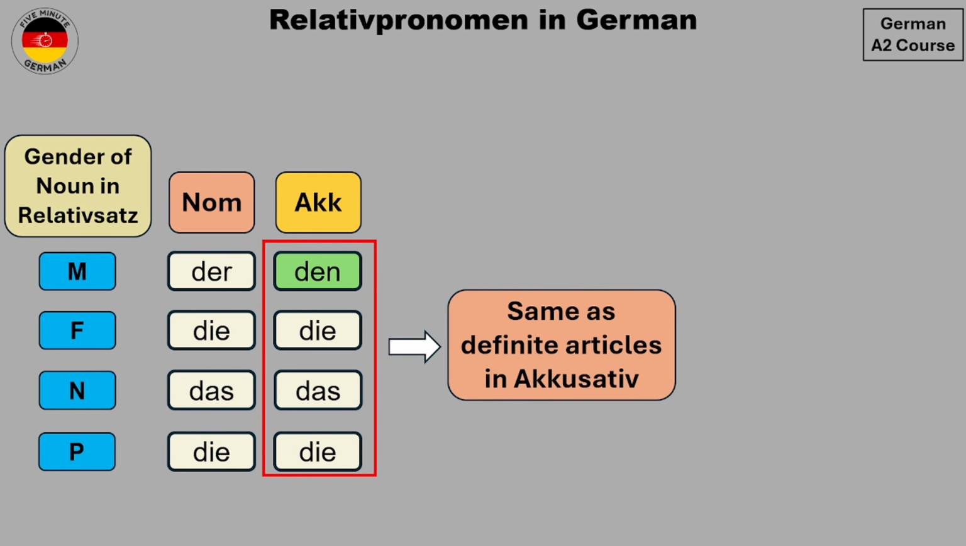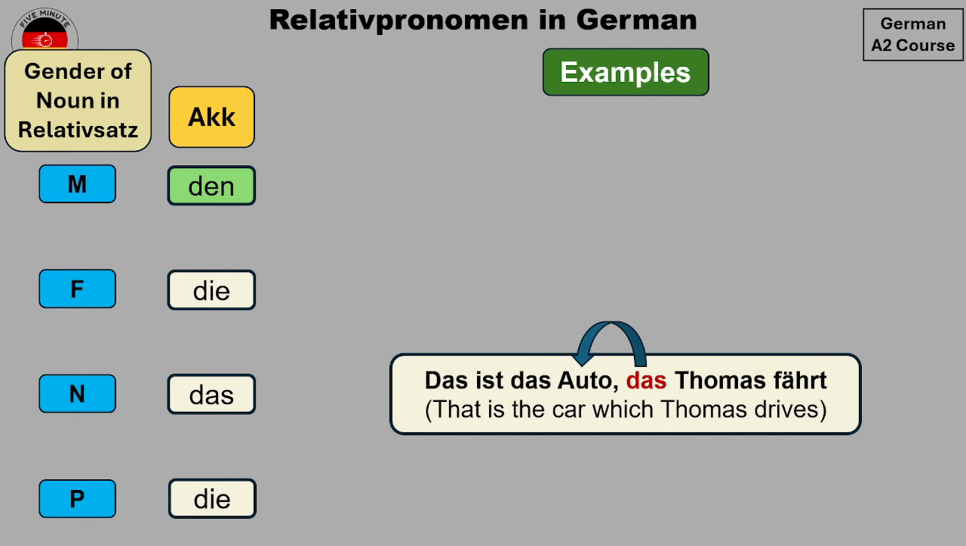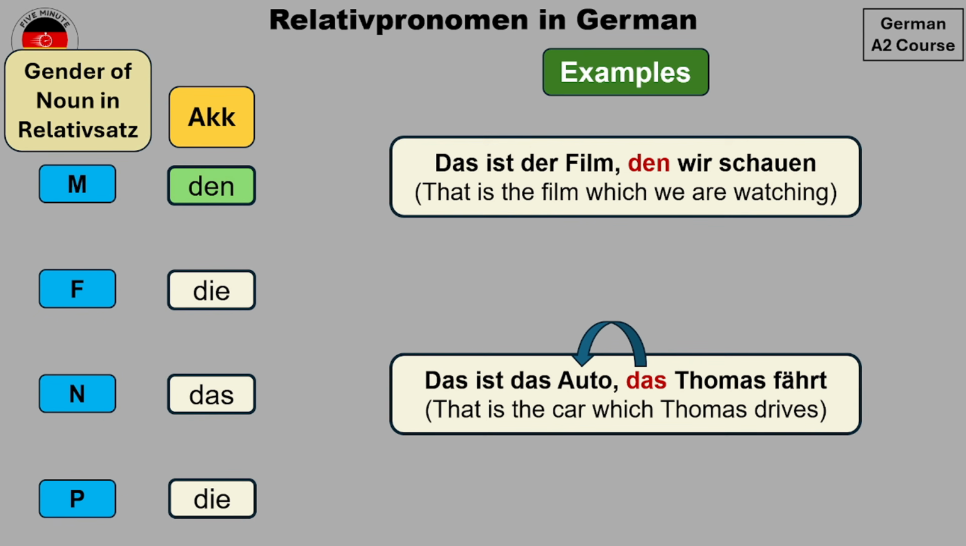Now let's take a look at some examples with relative pronouns in Akkusativ. Let's take an example for the masculine case. So an example can be, Das ist der Film, den wir schauen. That is the film which we are watching. Now you see over here we have used the relative pronoun den because it is referring to the film, which is a masculine. And since it is an object in the Relativsatz, that's why we have used the relative pronoun in Akkusativ.